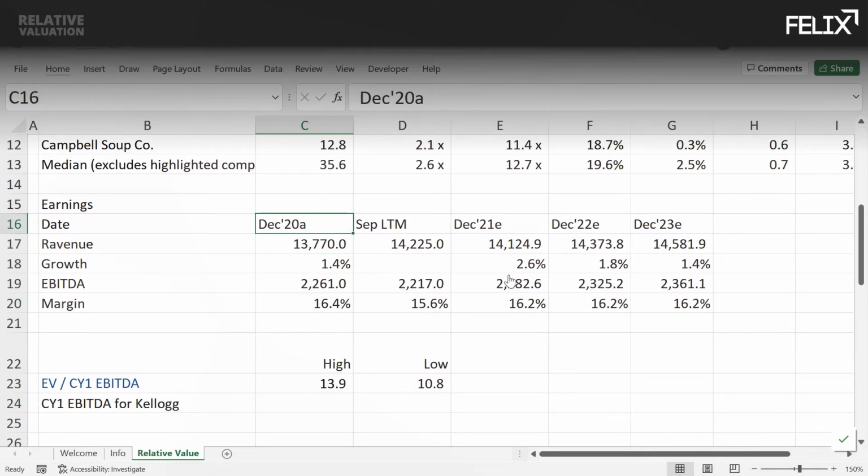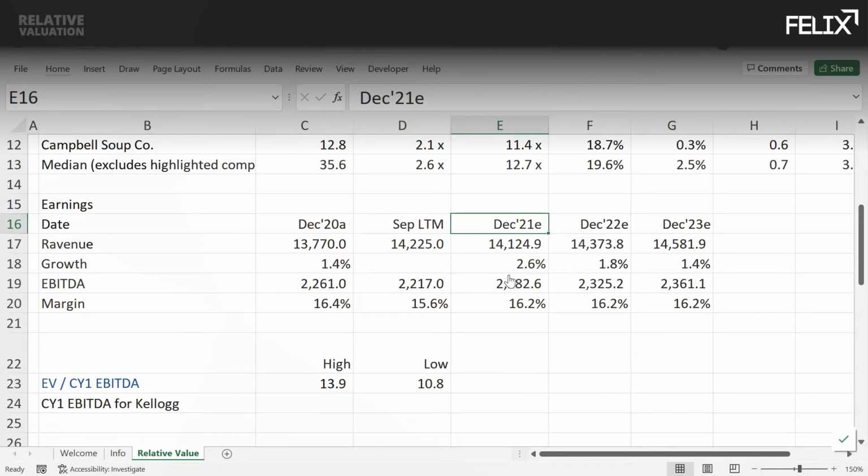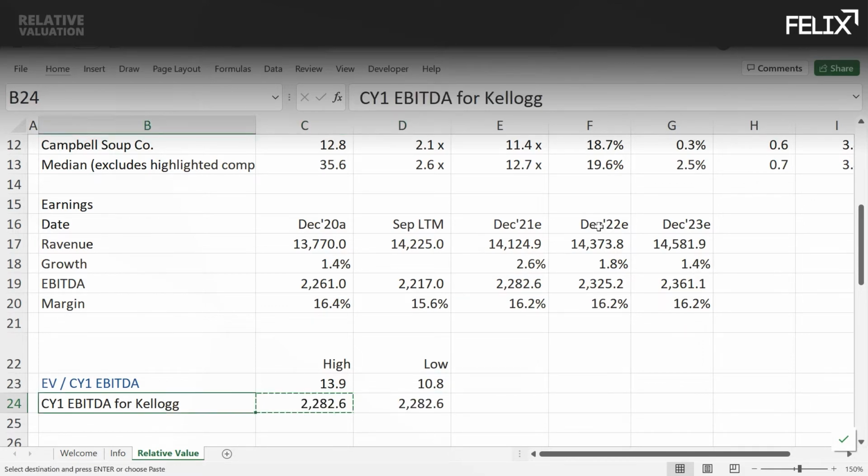And luckily, Kellogg has a 31st of December year end. So our CY1 year is 2021. And my EBITDA for Kellogg, the consensus forecast from research analysts, is 2282. So I'm just going to copy that and put it down here. And this is actually going to be the same for both of our valuations.